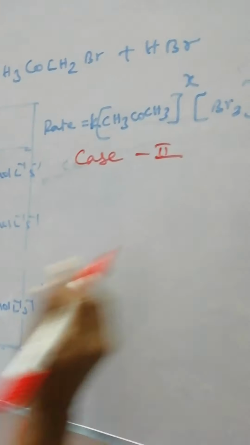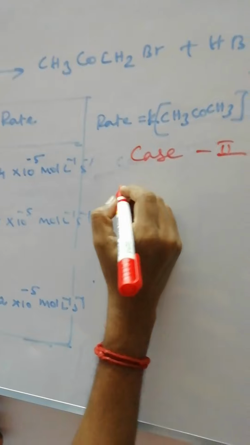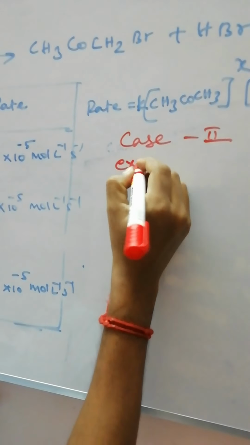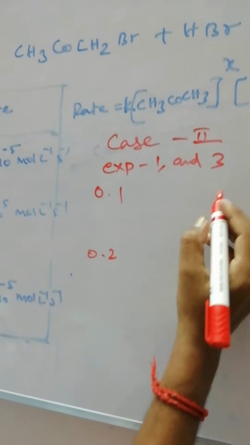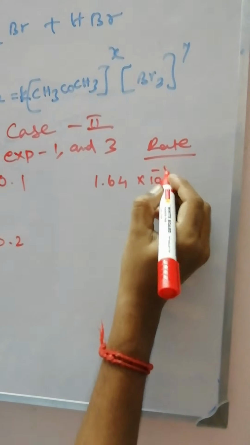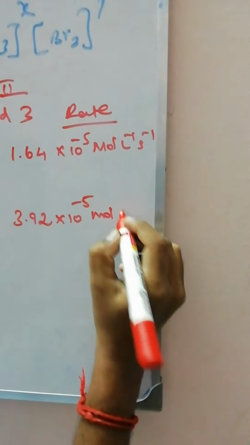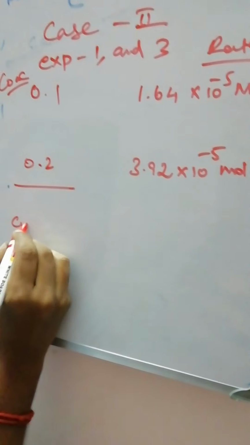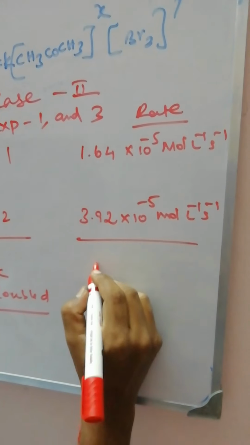Case 2, the concentration variation in acetone from experiment 1 and 3. Experiment 1 and 3, 0.1, 0.2. What is the concentration? This is the concentration. What is the rate? 1.64 into 10 to the power minus 5 mole liter inverse second inverse. What is the rate? 3.92 into 10 to the power minus 5 mole liter inverse second inverse. What is the difference? Concentration doubled. Here what happened? Rate also doubled.